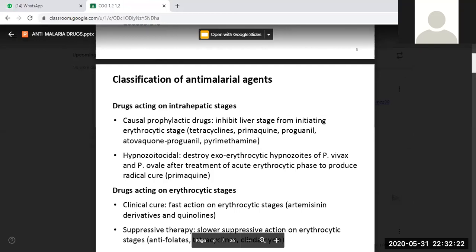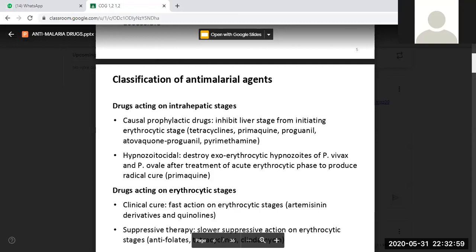So before the sporozoites can infect the hepatocytes and later on rupture to go and infect the red blood cells, we need a certain drug that is going to inhibit this process. This is what we are trying to talk about here. These ones we call causal prophylactic drugs. They'll be inhibiting the liver stage from initiating the erythrocytic stage. Examples we can give are tetracycline, primaquine, proguanil, atovaquone, and pyrimethamine. Those are some of the examples that we are going to be giving.